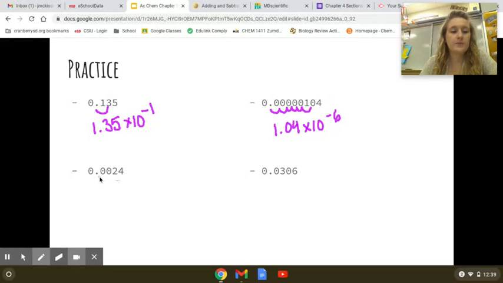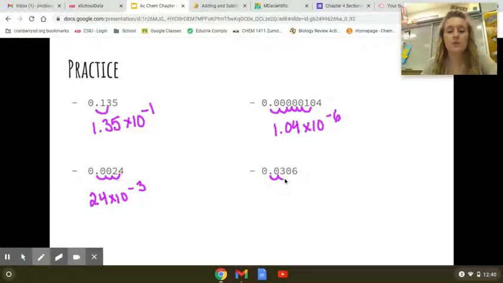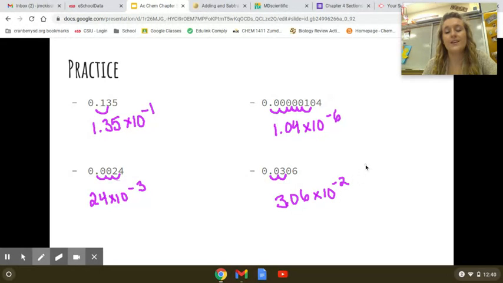Okay, all right, another one. This time, how many spaces are we going to do it? 1, 2, 3, and what should our answer be? 2.4 times 10 to the negative 3. Okay, and one more. This time we're going to move it 2 spaces. So 3.06 times 10 to the negative 2. Okay, and that is as far as we're going to go for today.